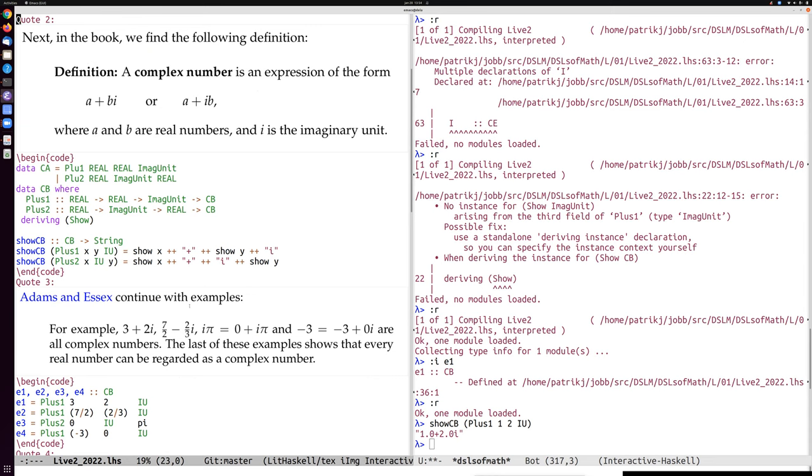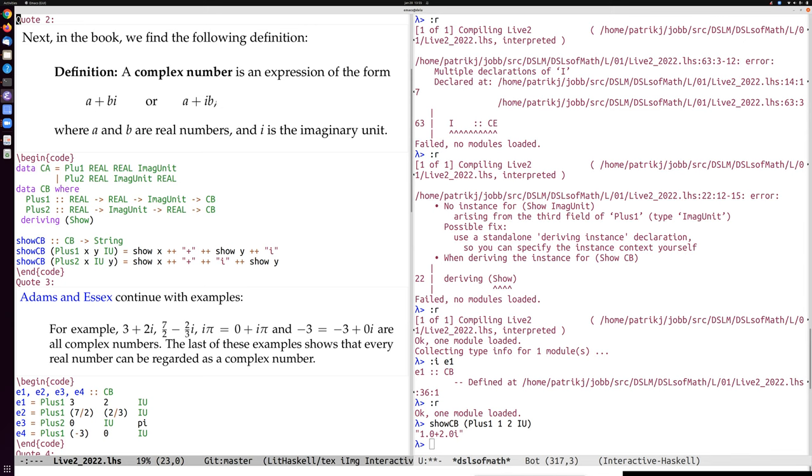But then this number doesn't seem to follow the notation. They say that a complex number is an expression of this form, but then suddenly they give something which is not of that form. I mean, this is not a plus sign. But they have said that a complex number always has a plus sign in between an A and a BI or an A and an IB.